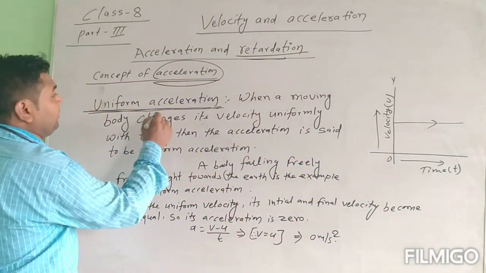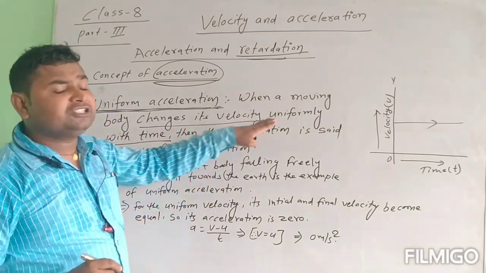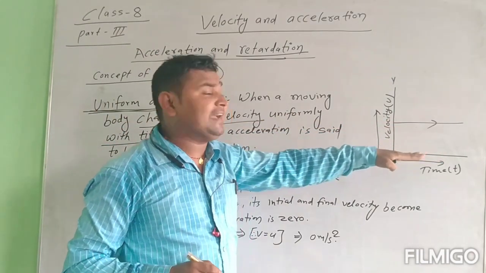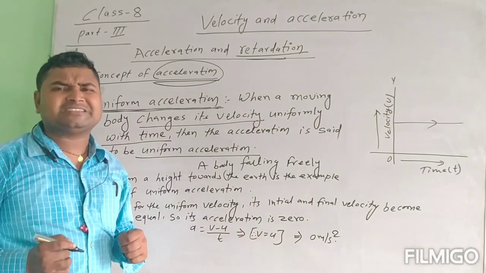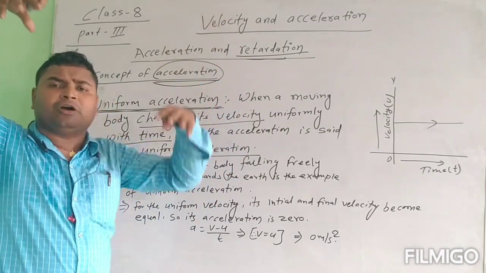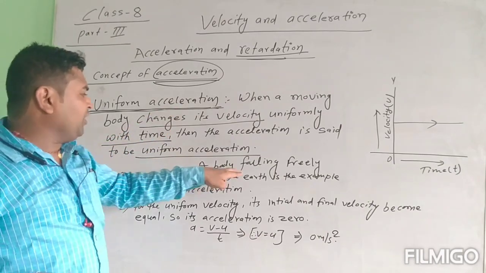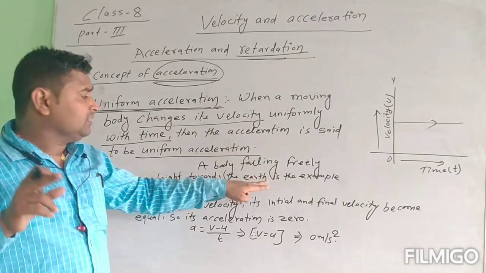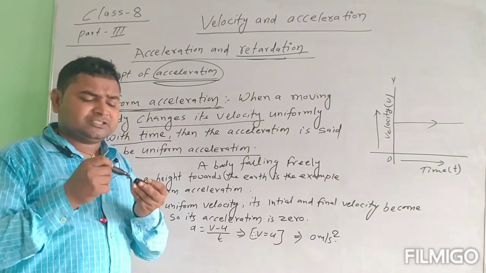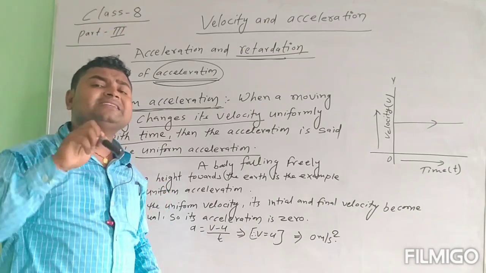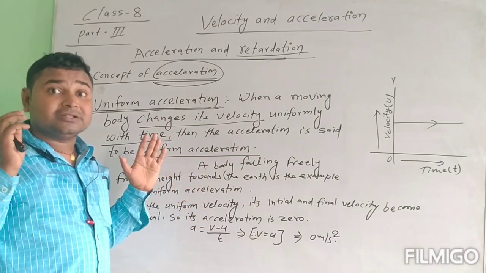So when a body changes its velocity uniformly with time, that is called uniform acceleration. The best example of uniform acceleration is a body freely falling from above, towards the earth. Suppose this is a marker. When you drop this marker from a height, it falls down with uniform acceleration, which is somewhat constant.